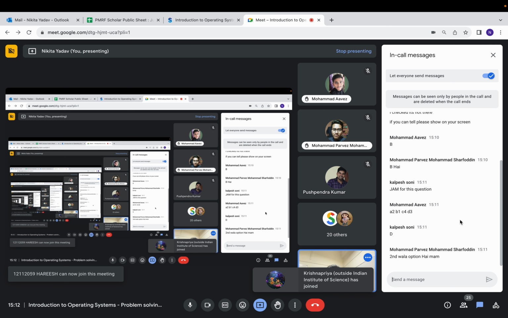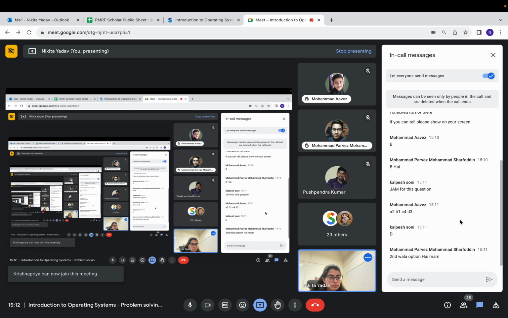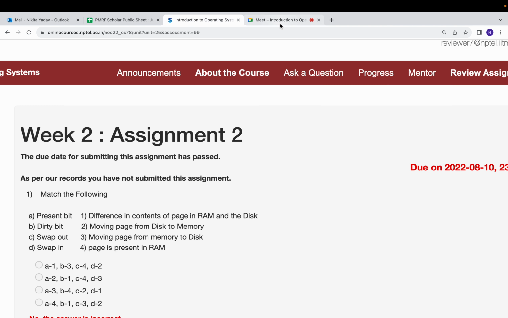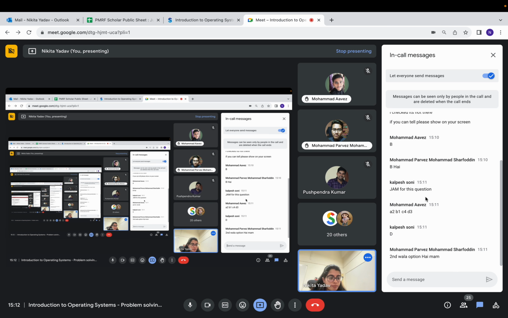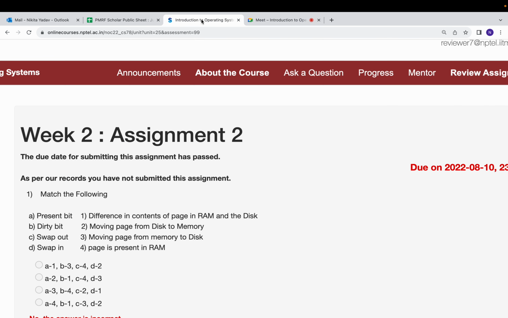Answer says B. D, A2, B1, option B. Okay. Some of you are saying option B, some saying option D. Okay, so the right answer here is option number D.